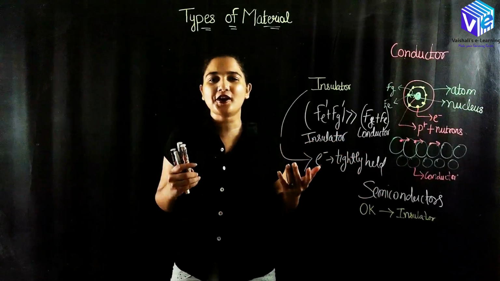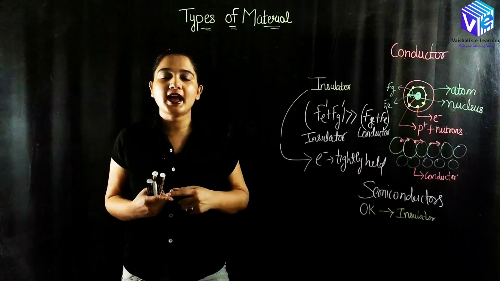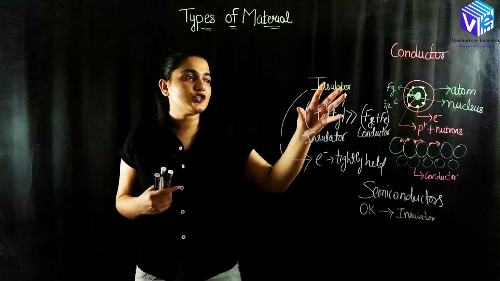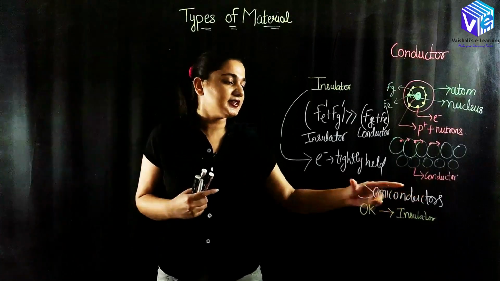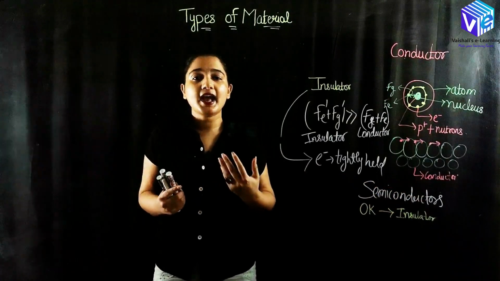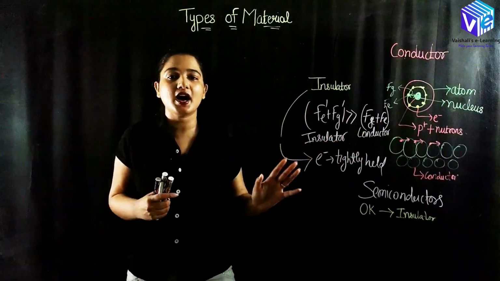So let's talk about some examples. In the conductor, we have aluminium and copper. In the case of insulators, we have air and glass. In the case of semiconductors, we have silicon and germanium. So I hope all of these things are clear.